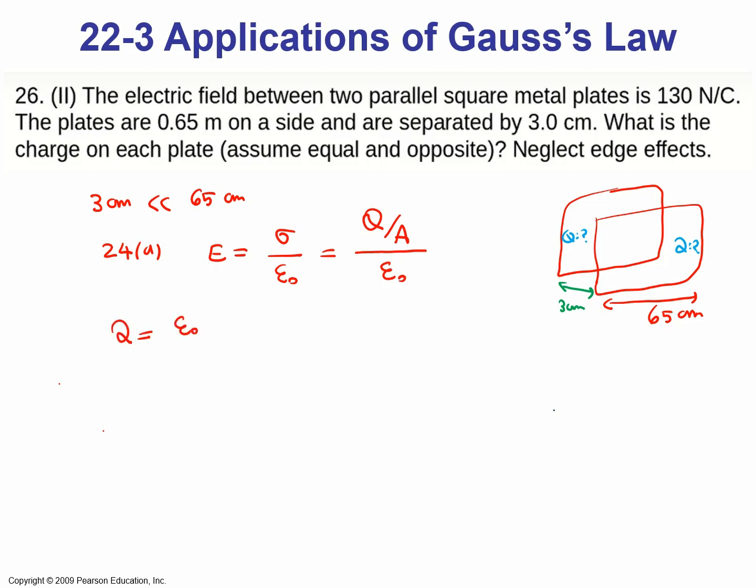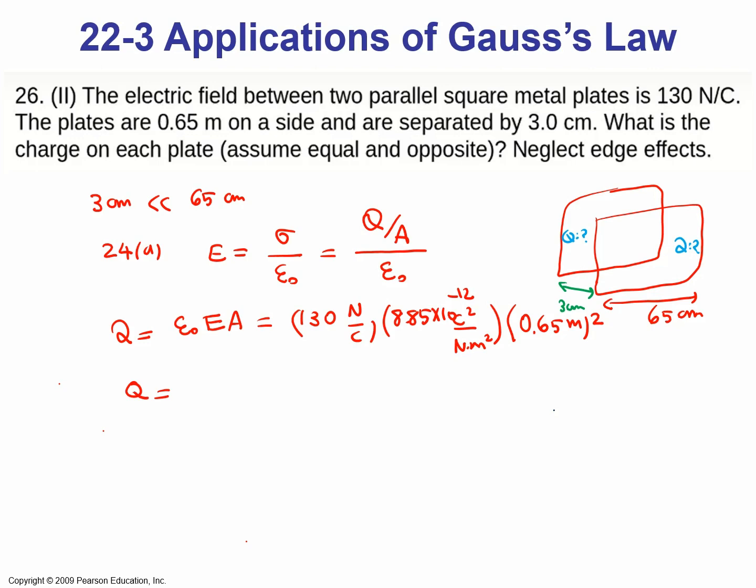Q is equal to epsilon naught E times A, which is the surface. The electric field is 130 Newton per Coulomb. The epsilon naught is 8.85 times 10 to the power minus 12 Coulomb squared divided by Newton meter squared, and the surface is 65 centimeter or 0.65 meter squared. If we do the calculation, charge Q will be 4.9 times 10 to the power minus 10 Coulomb.